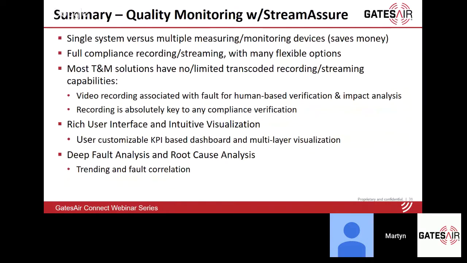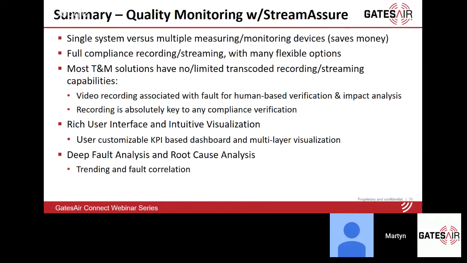So, in summary, one of the things that's very, very good about StreamAssure is it's very flexible in terms of scaling and sizing. It's very scalable. It can be sold and used as a single system, monitoring a single transmitter with maybe a minimum number of probes. You're only monitoring the stream in one place, the RF, and maybe the stream in one other place. Very, very simple. Or it can be expanded to multiple systems over a large network over an entire country.